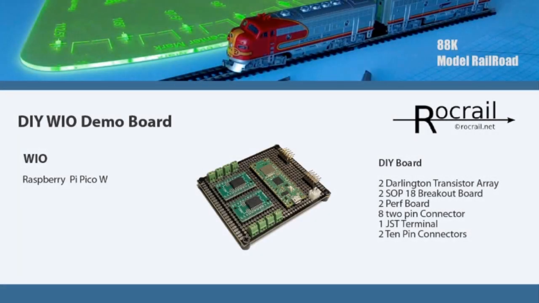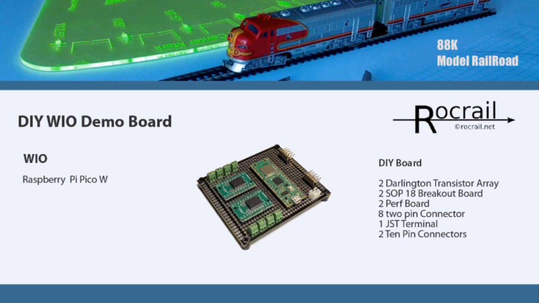Here's the DIY WIO demo board or module. It uses the WIO Raspberry Pi Pico W microcontroller. And then it's made up of two Darlington transistor arrays, two SOP 18 breakout boards, two perf boards, 8 2-pin connectors, one JST connector that's 2-pin, and then two of the 10-pin connectors.